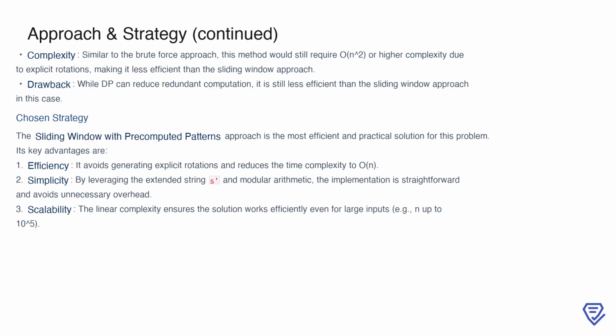On the other hand, the sliding window approach stands out as the most efficient solution. By avoiding explicit rotations and leveraging pre-computed alternating patterns, it reduces the computational overhead significantly. Constructing the patterns and processing the extended string both occur in linear time, making this approach highly scalable even for large input sizes. Its simplicity and efficiency make it the clear choice for solving this problem.